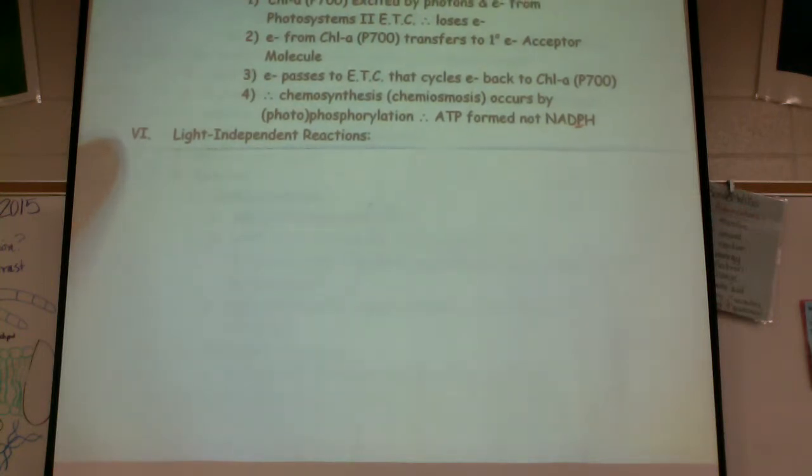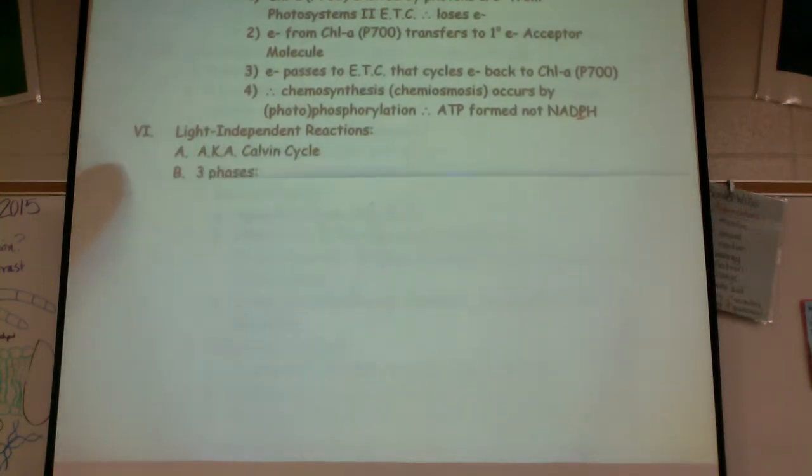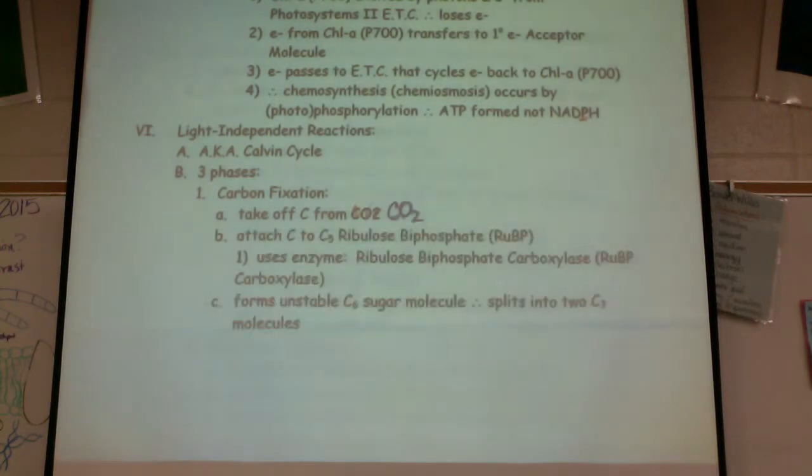All right, light-independent reactions, also known as the Calvin cycle, is where there's 3 phases. You've got carbon fixation, okay, which is where you're going to take a carbon off of that CO2. That is going to then make it attach to, okay, it's going to make it attach.